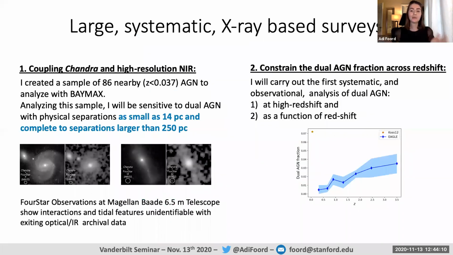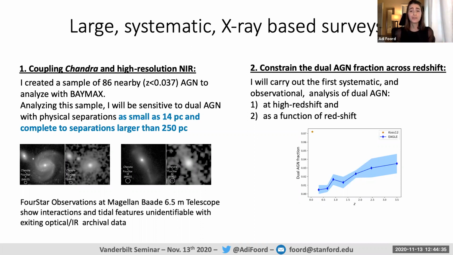Okay, so the current and future projects that I'm going to be working on while at KIPAC all focus on large systematic X-ray based surveys of dual AGN. This is really one of the only ways that you can start exponentially increasing the number of known dual AGN and start confirming those possible trends that you see in the data between their activity and their environments.